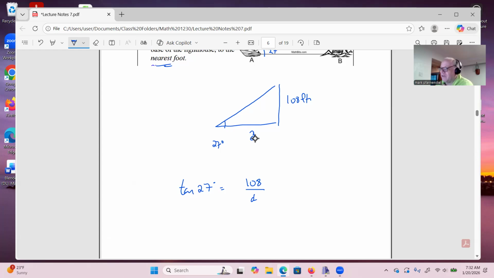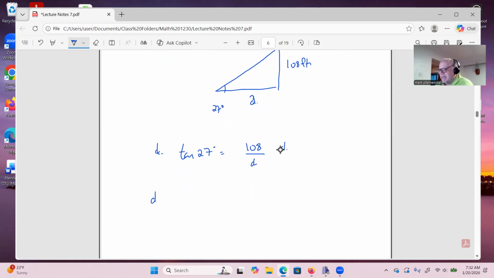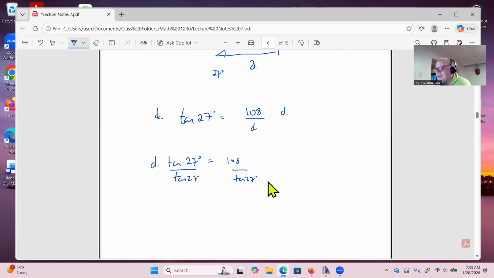Then we'll solve for D. Put the D on the other side. So we multiply both sides by D. We have my distance times tangent of 27 degrees is equal to 108. And again, some books will use cotangent. I don't have a cotangent button, so we're just going to divide by tangent. So we divide by tangent of 27 degrees on both sides, and equals, I know you want to help. We're not helping. Okay, so D is equal to 108 divided by tangent of 27 degrees. And let's go ahead and type that in.